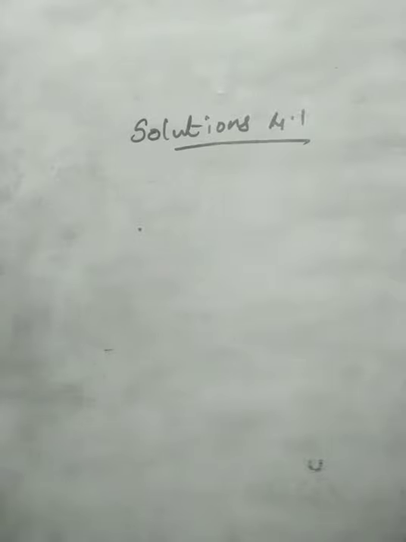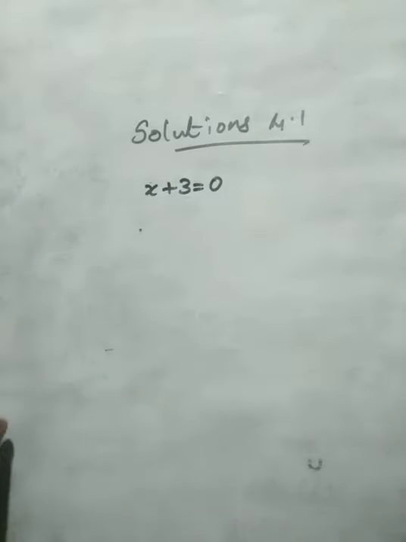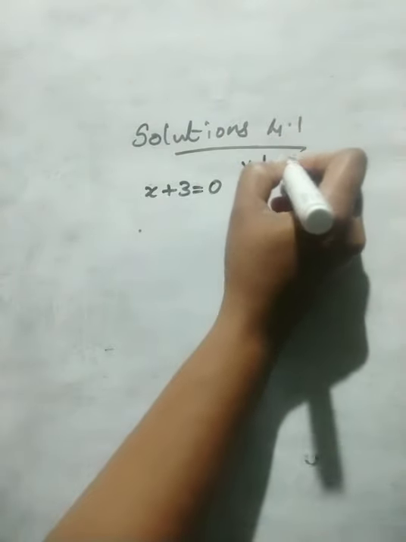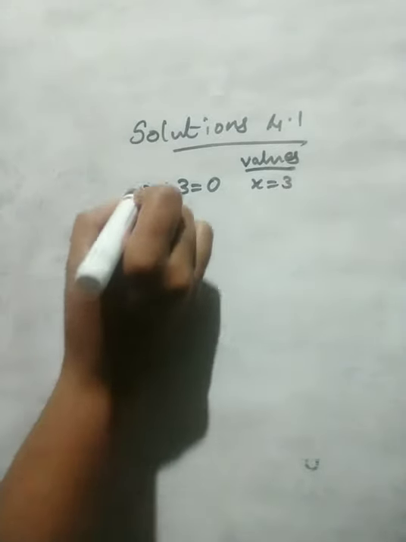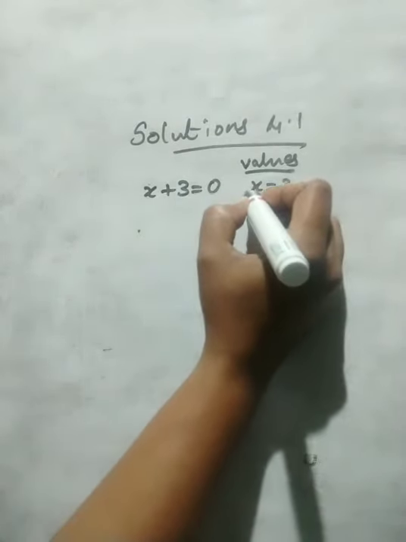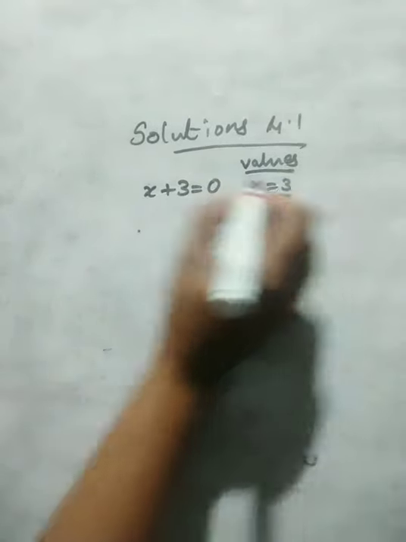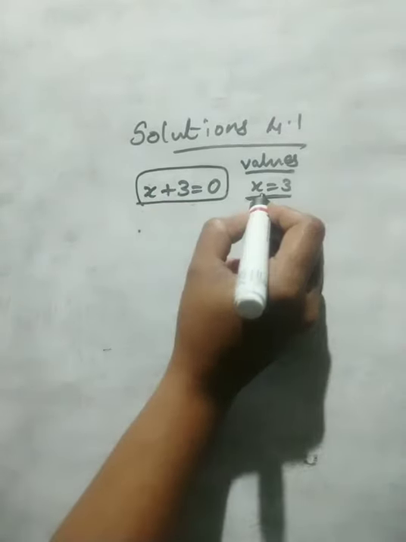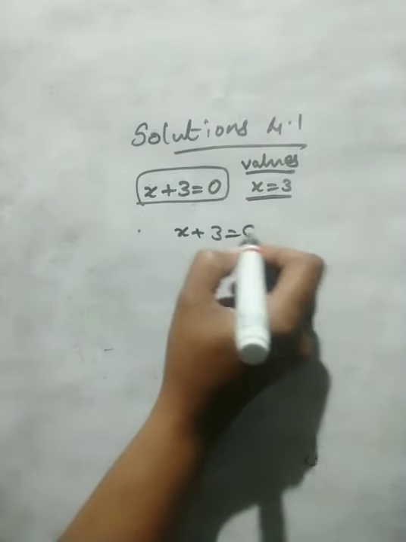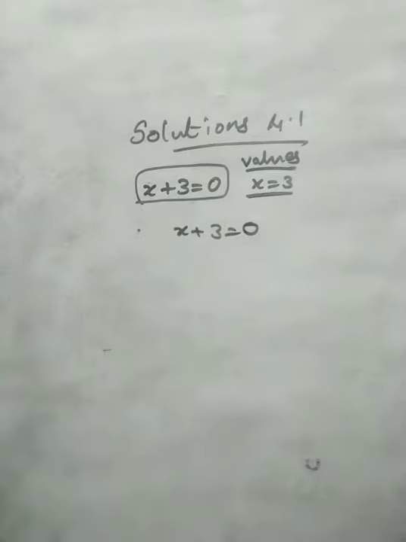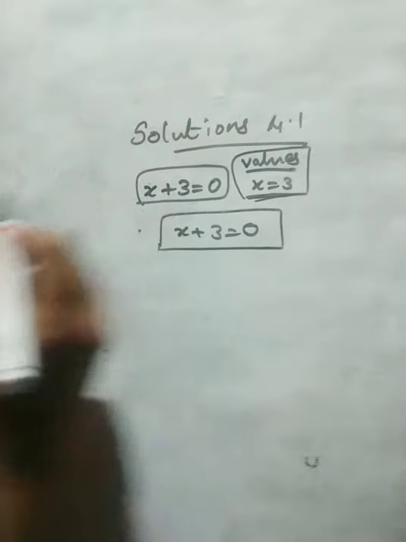Okay, first question is x plus 3 is equal to 0. We have to check the value. They have given the value x equal to 3. Then we have to check it. X plus 3 is equal to 0 when x equal to 3, that is, when we apply the value of x in this equation. Here the value of x is 3. So we can think x plus 3 is equal to 0 is the question, but we have to check when x equal to 3, whether this condition is yes or no.